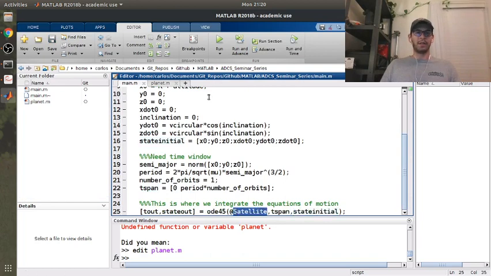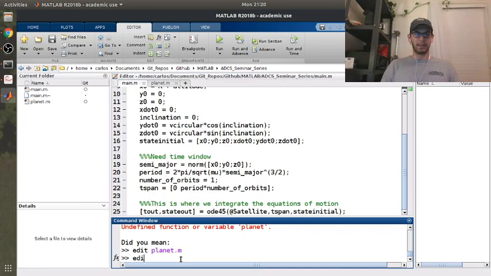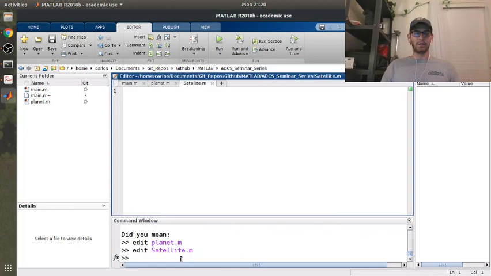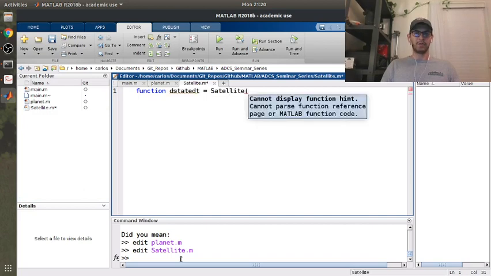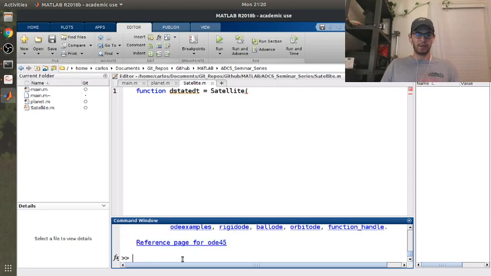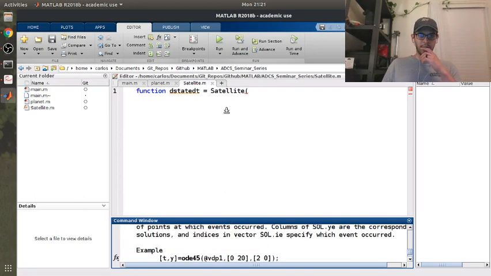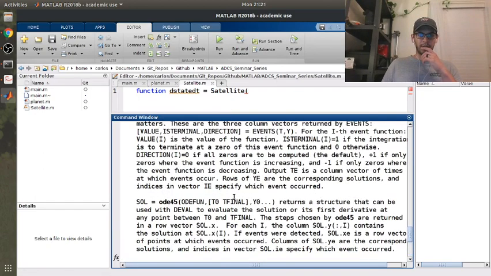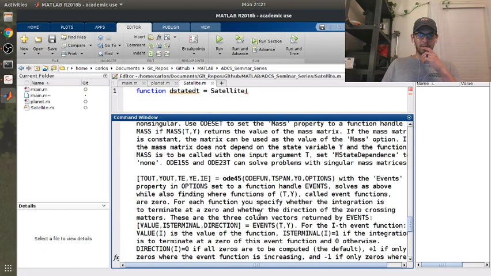Now I need to make the satellite module, okay? So let's come down here, edit satellite.m. This is a derivatives routine, and this is going to be a function, so it's going to be dstate dt is equal to satellite, and shoot, I always forget. Let me do help ode45 again, and let's see, does it tell you?